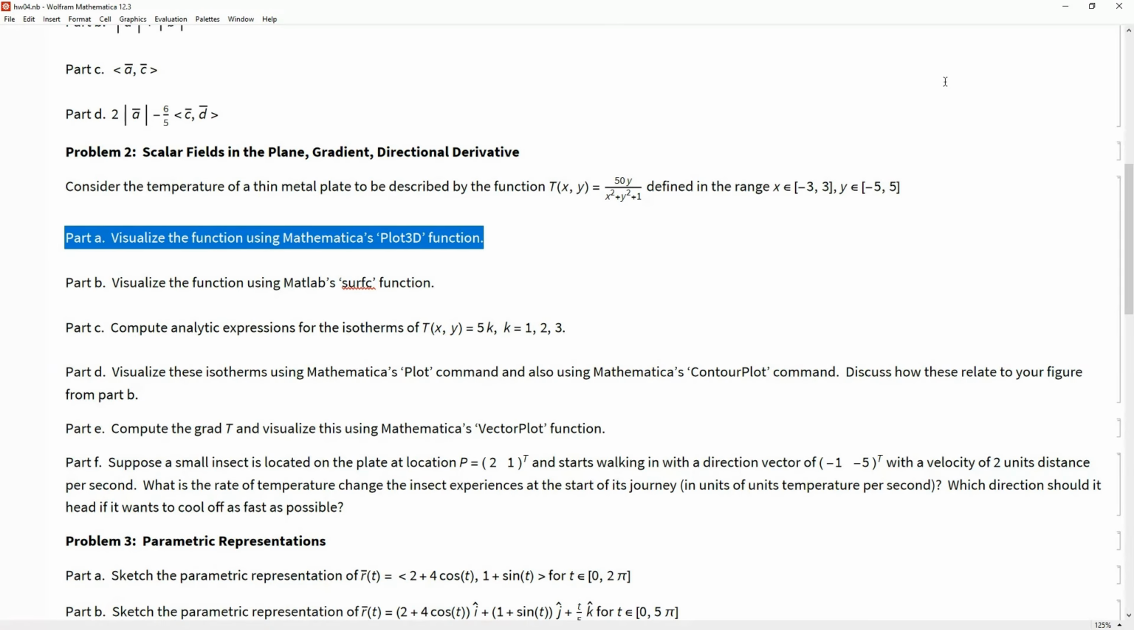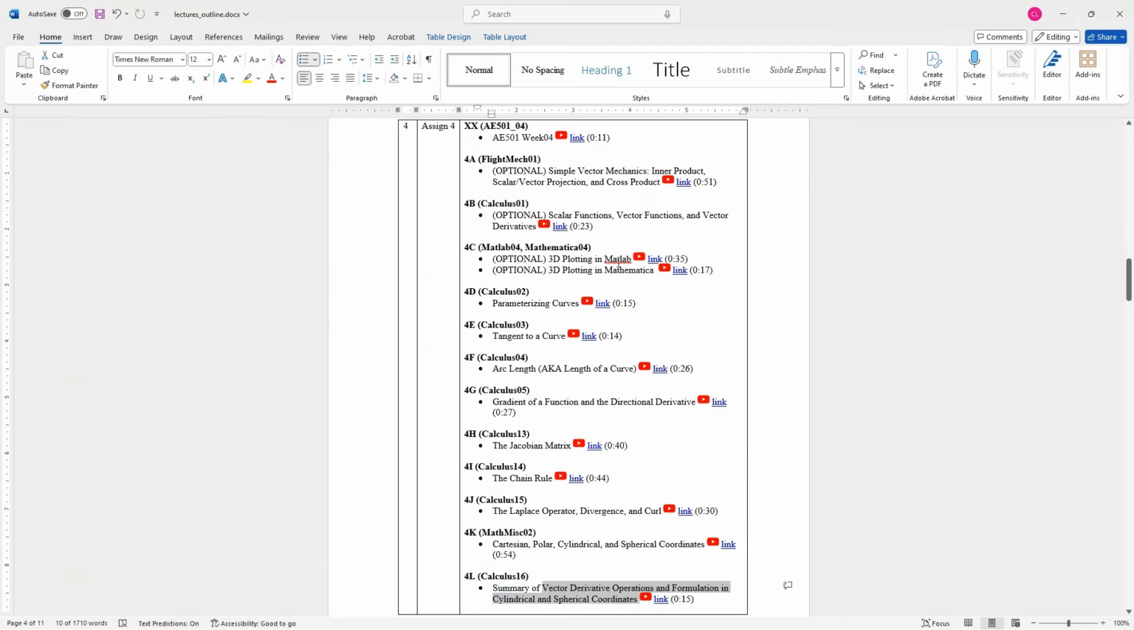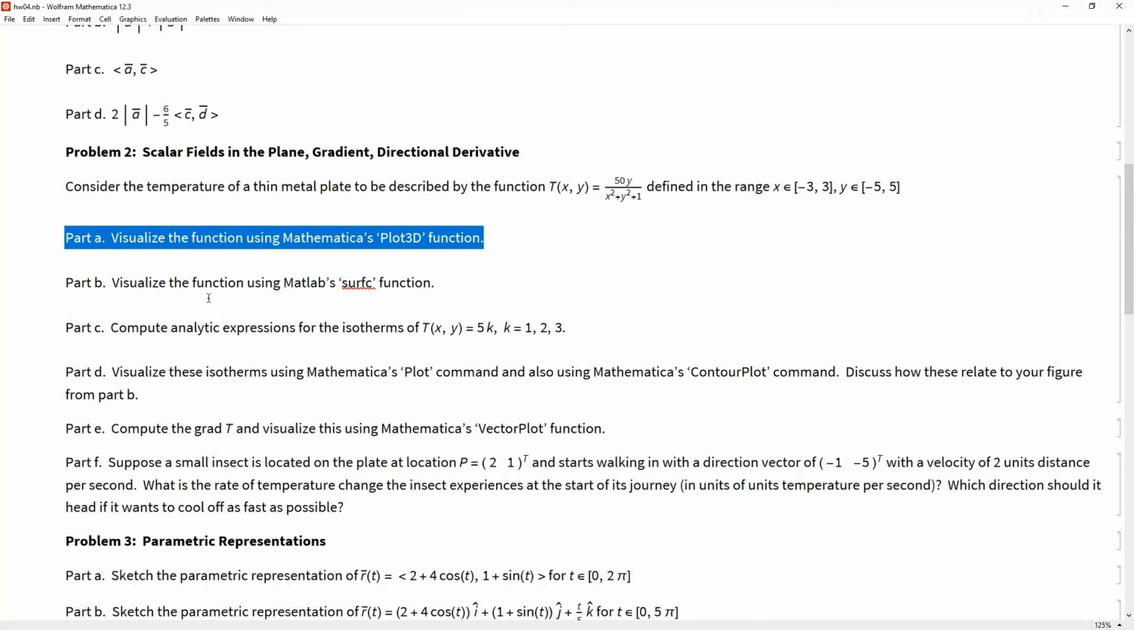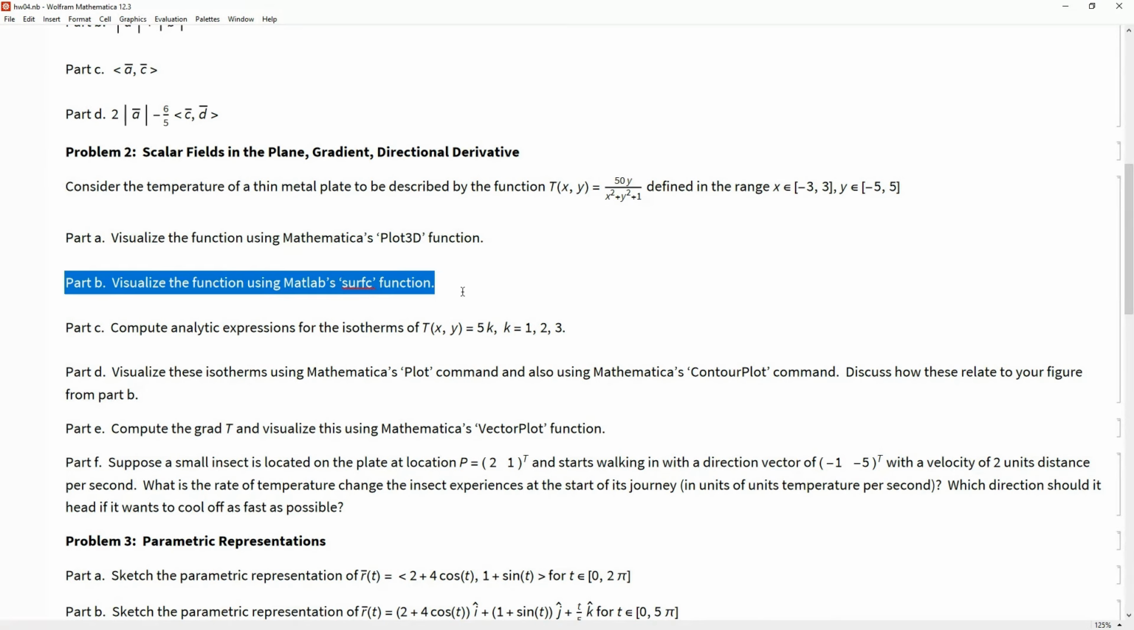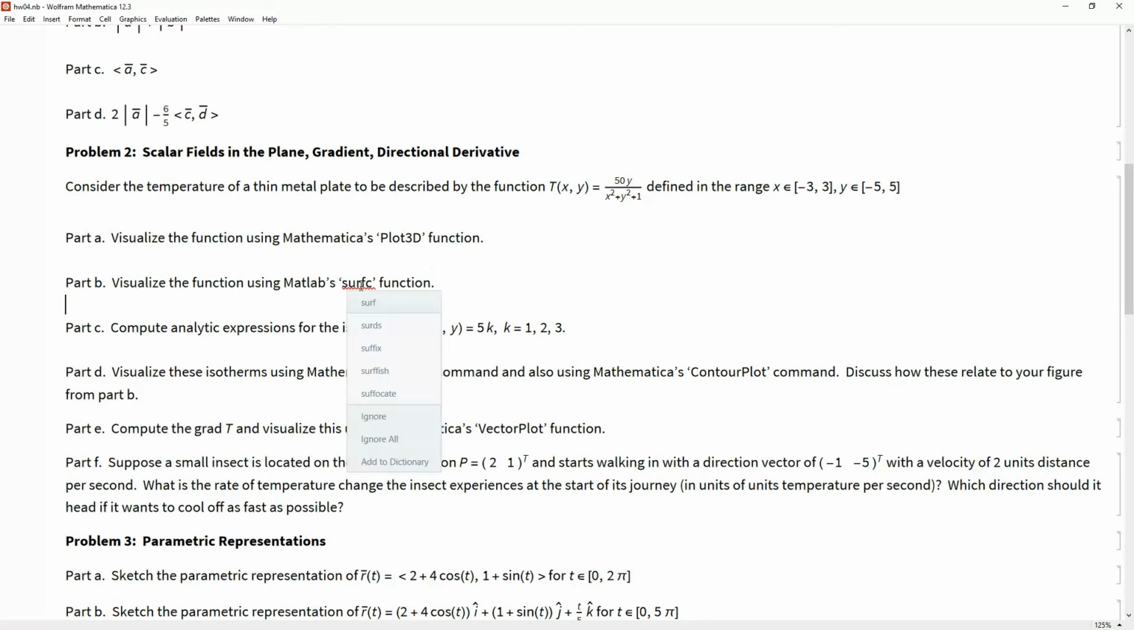If you don't know how to use the Plot3D function in Mathematica, maybe check out this quick little video here to get you oriented. Also, let's go ahead and use MATLAB. It has a function called surfc that will help you visualize these. And then once you have these, parts A and B are going to give you some idea of what this function looks like over this entire domain up here.